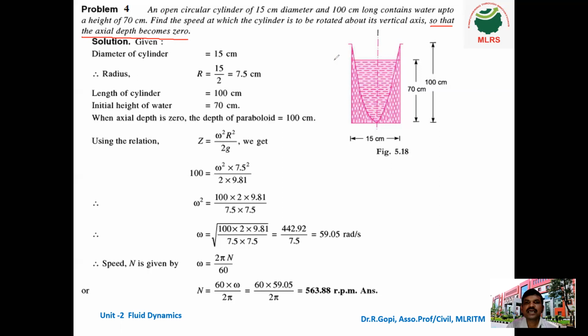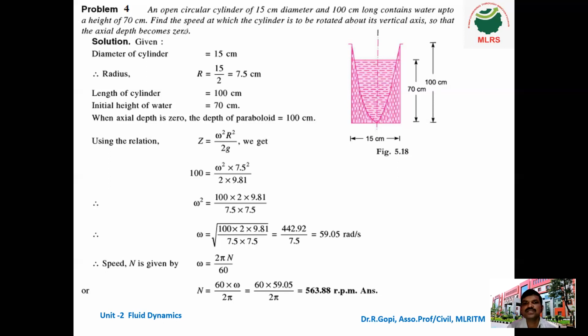So here x is not equal to y. At the center, the vertex of the parabolic curve touches the bottom of the cylinder. What is that z value? Here you can see it touches the upper end of the cylinder at the ends, and at the lower level the parabola touches the bottom of the cylinder. So this is the condition for the axial depth to become 0.